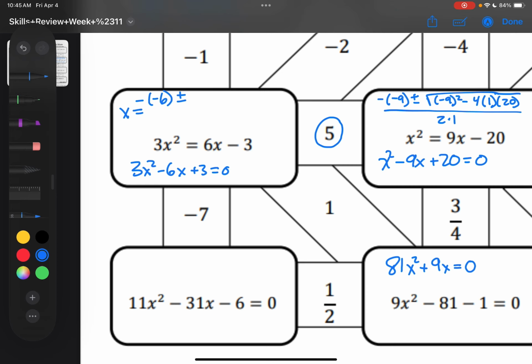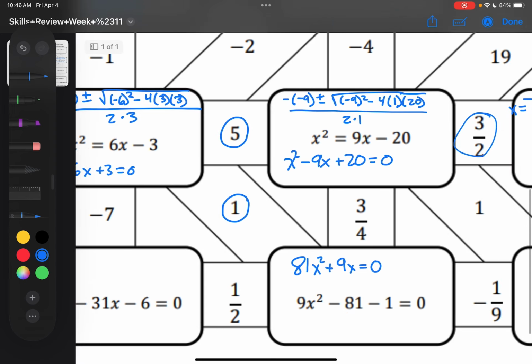Plus or minus, under the square root, we have our b squared, negative 6 squared, minus the 4 times a times c. So our a is 3 here, and our c here is also 3. All over 2 times our a, which is 3 here. And then from simplifying, you're going to get one of your answers as 1.